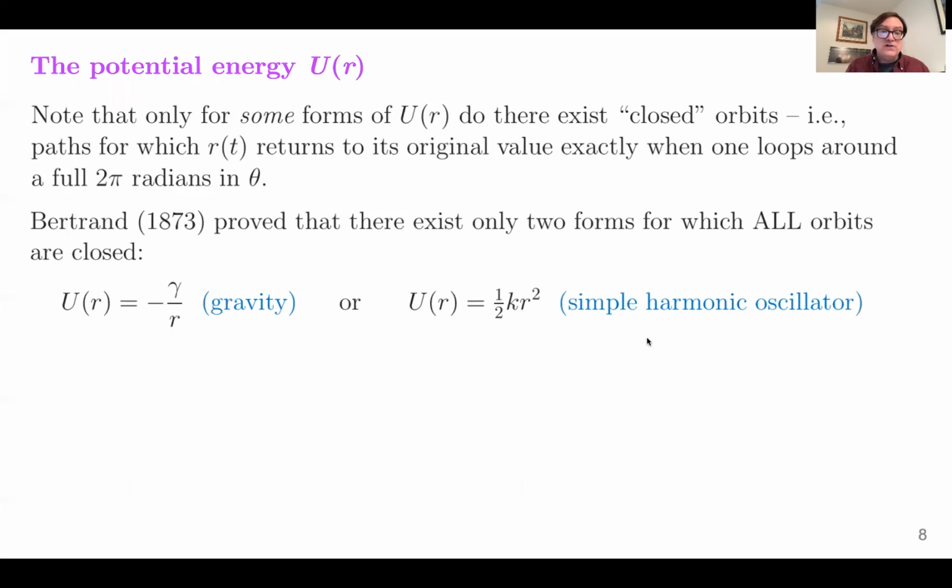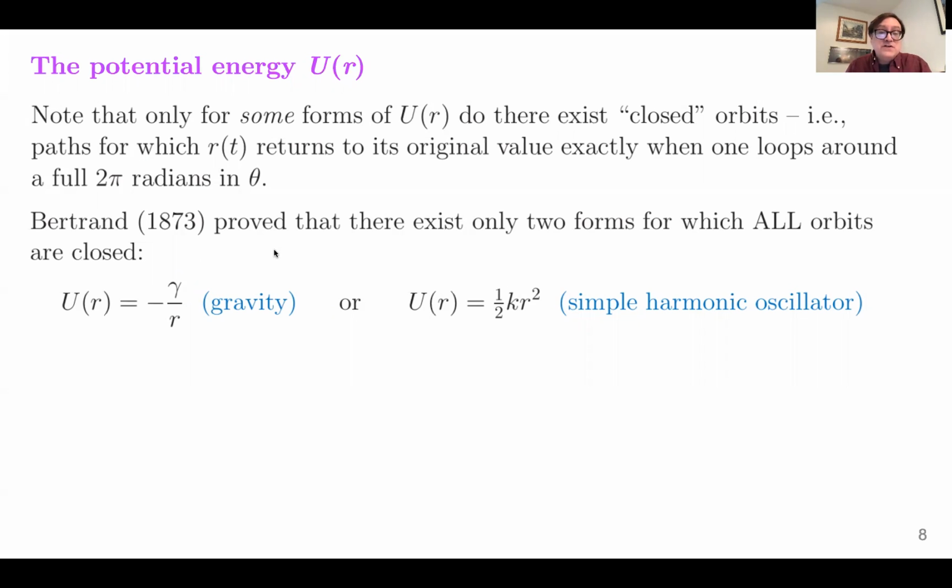We know what it's going to look like. We've derived it. It's just minus G m1 m2 over r, and that G m1 m2 is often written as just a constant. Physicists tend to call that gamma. So gravity is one of the commonly seen forms for a potential energy.